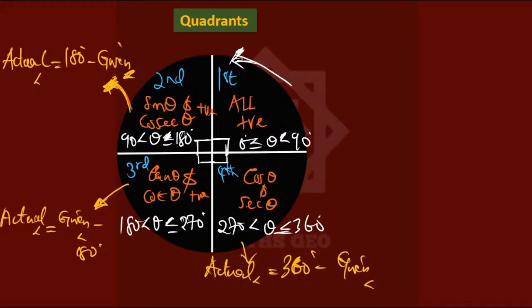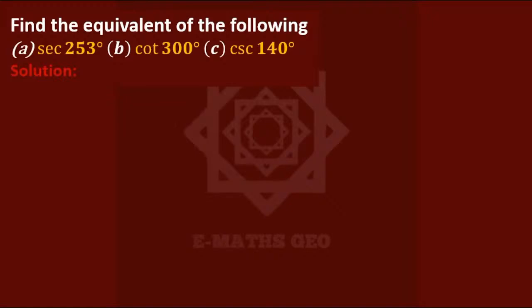So let's look at this question so that you understand how to apply that. We're asked to find the equivalent of the following. So we won't get the exact value, just the equivalent. The first one, we are given sec 253. So sec, we can write it as 1 over cos. Yes, let's start with that.